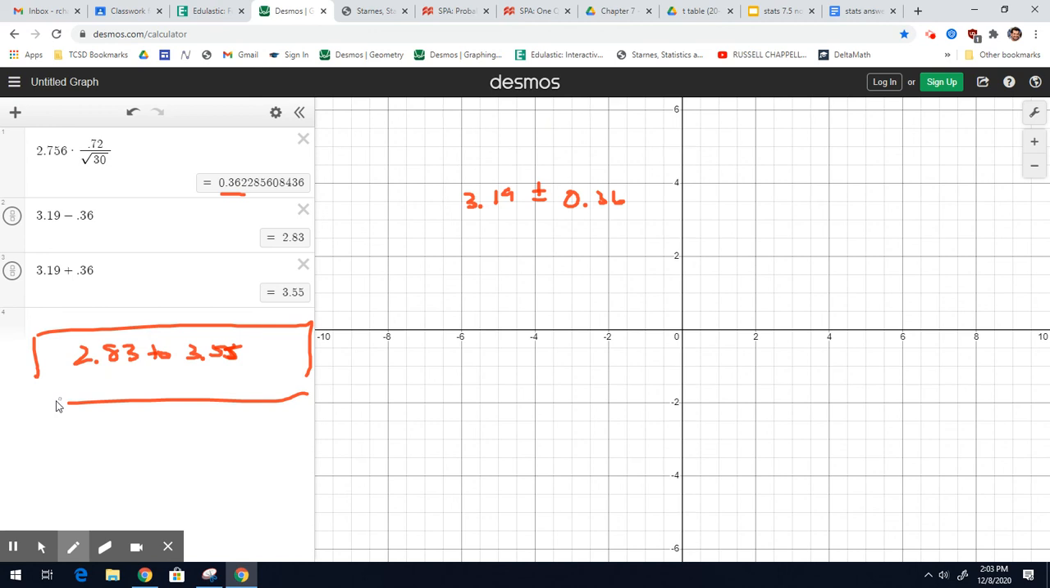All right, so hopefully that wasn't too difficult. Good luck on this section. Again, remember, this section sets you up for section 7.6, so work hard at it.